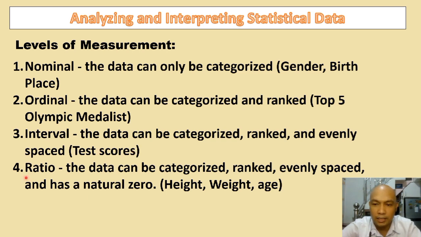Pero ang pinaka-highest natin dito is the ratio na kung saan the data can be categorized, ranked, and evenly spaced and has a natural zero. Ito yung pinagkaiba ng interval. Ang interval ay no natural zero, samantalang ang ratio ay with natural zero tulad ng height, ng weight, at ng age. Yung age natin, hindi lang whole number yun. Halimbawa, pwedeng 3.5 years, mga ganun, o kaya 2.75 years, ganun ha. So, kasama din syempre yung natural zero.